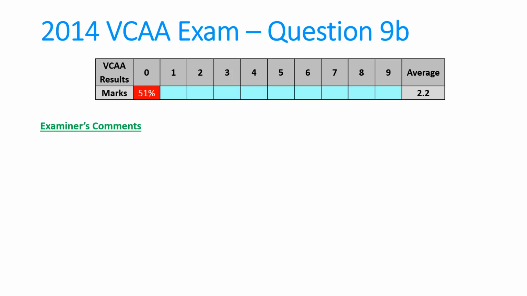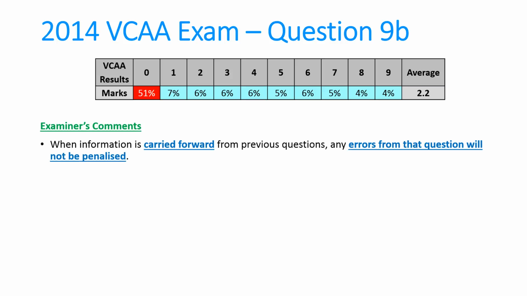Looking at the results, 51% of the state got 0, which on a question that's out of 9 is really disappointing. So a lot of the state had so much trouble with this question, so expect a difficult budgeting question on the next exam. The average was only 2.2 out of 9. Looking at the top end, only 4% of the state could get this right.